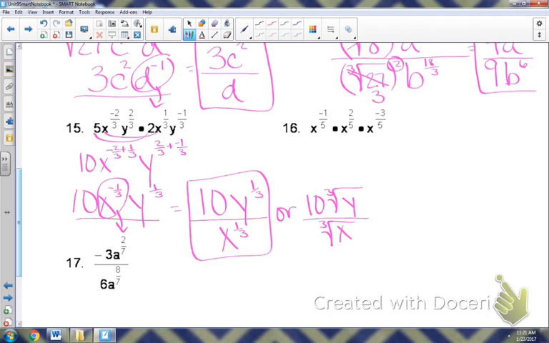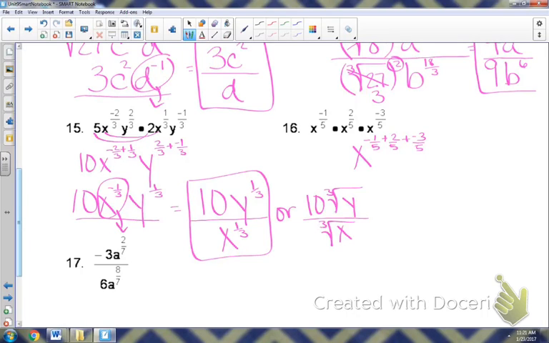Okay, so notice on 16 we have x's that we're multiplying together. Bases are the same, so our base is x. When we multiply, we add the exponents. So I'm going to put negative 1/5 plus 2/5 plus a negative 3/5. We're just adding all those exponents because all of those bases are the same.